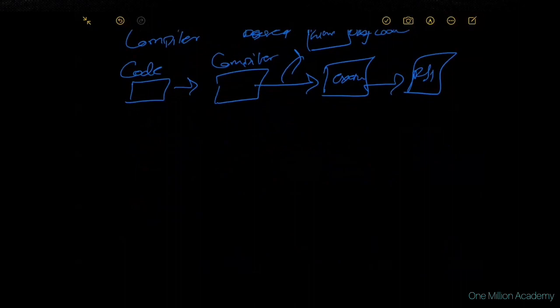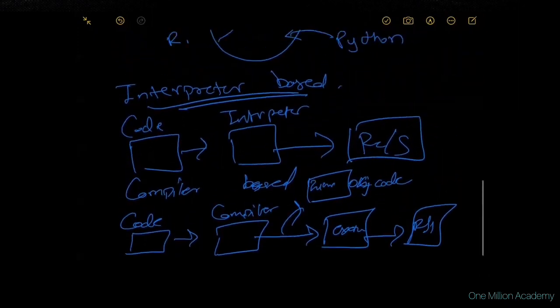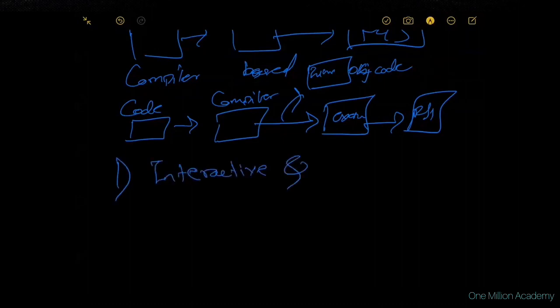So what does interpreter mean? In an interpreter, it will directly execute your code and give you results. So these are the ways for executing your code. There are two ways to execute your code: interactive, and the last one is script based.